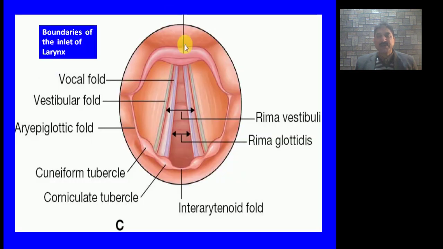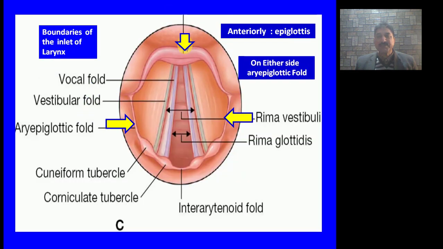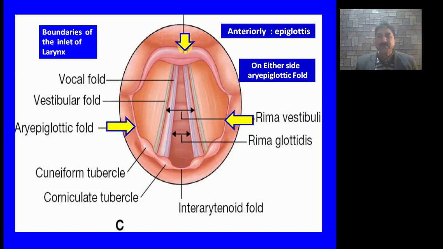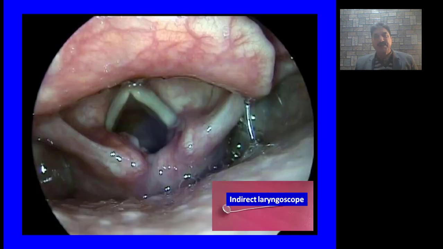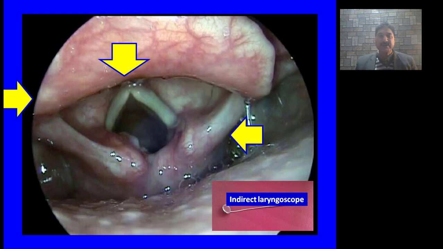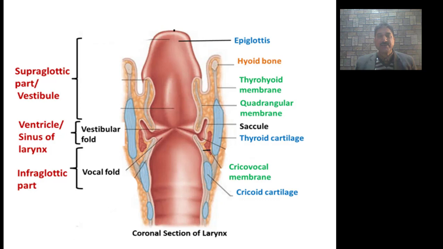The inlet of the larynx is bounded anteriorly by the epiglottis, on either side by the aryepiglottic fold, and posteriorly by the interarytenoid fold. The contents of an aryepiglottic fold are the cuneiform and corniculate cartilages. The laryngeal inlet can be seen on clinical examination using an indirect laryngoscope. It is bounded anteriorly by the epiglottis, on either side by the aryepiglottic fold, and posteriorly by the interarytenoid fold.